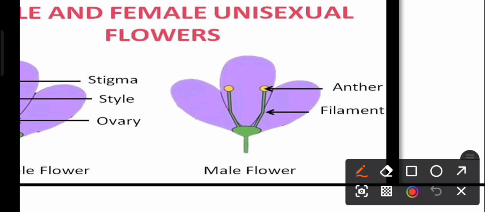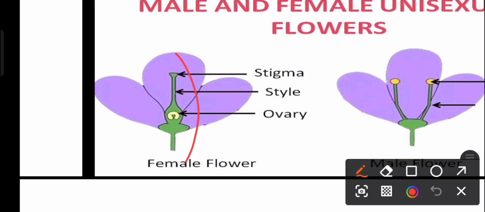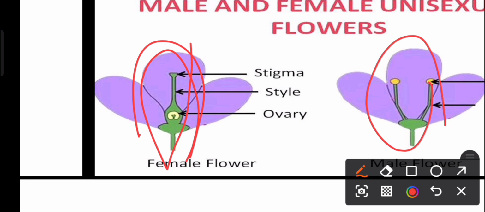See, in these flowers we can see only the androecium part, that is the male reproductive part, right? Also in this flower we can see only the female reproductive part. Here male, here female, that's why this is called a male plant, and this is a female plant.